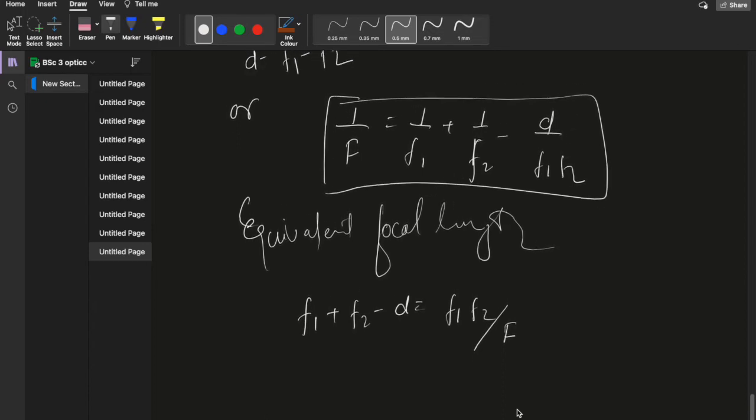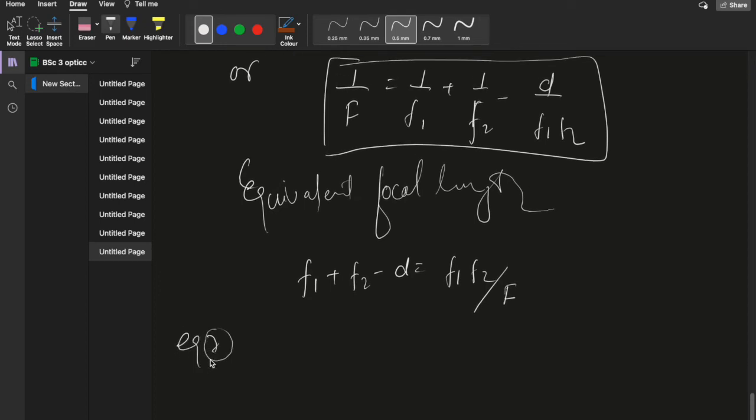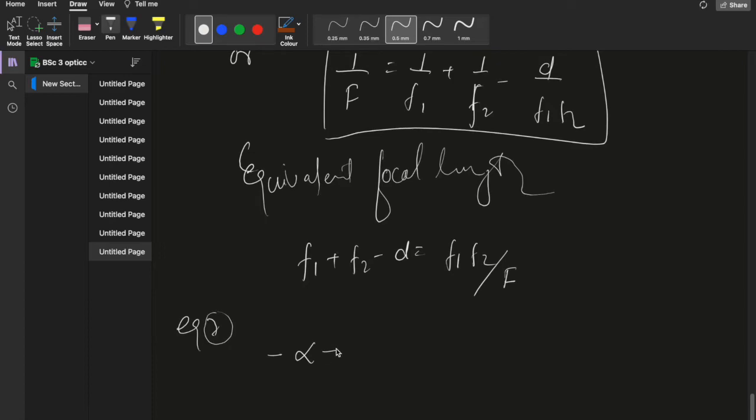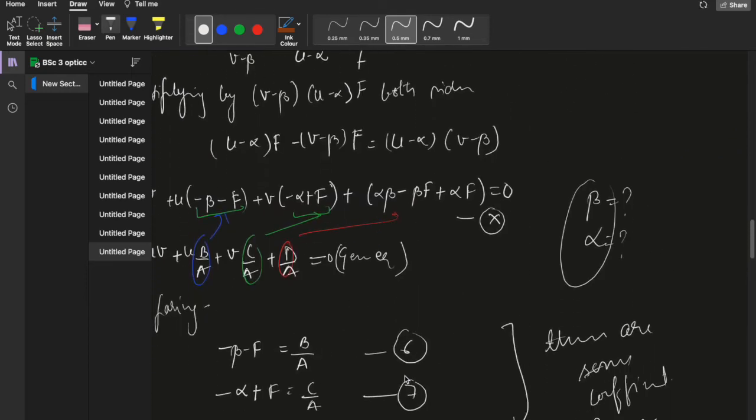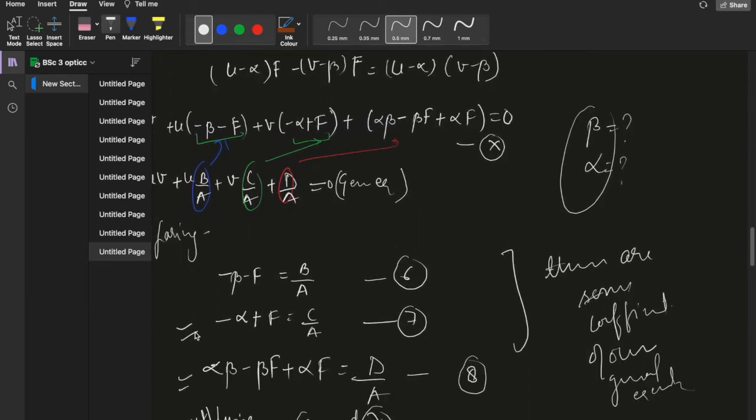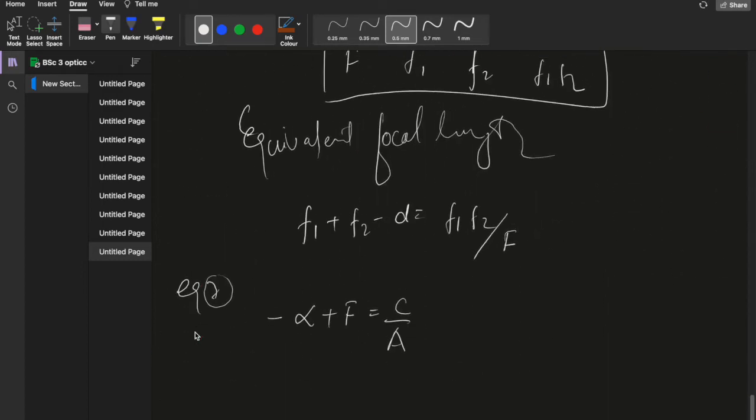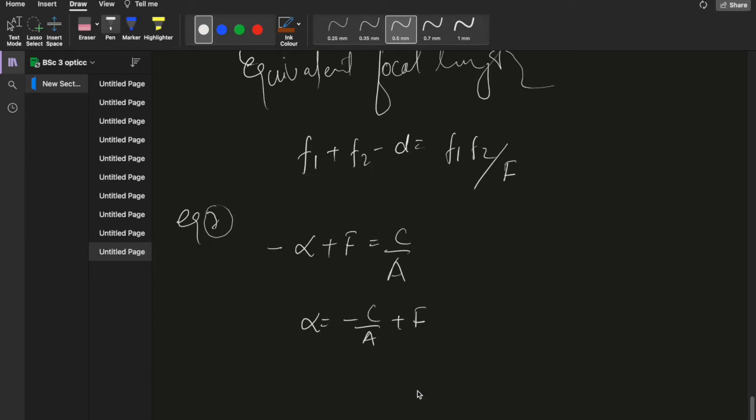If we remember from equation 7, what we have is minus alpha plus equivalent focal length is equal to c upon a. This is our equation number 7; I just picked this equation 7 here. Or alpha can be written as minus of c upon a plus capital F.